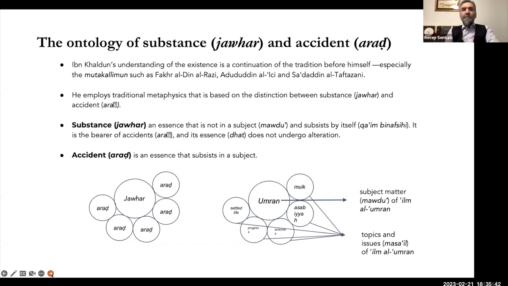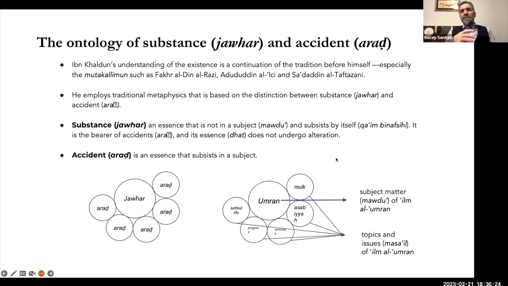to exist. But accident is an essence that subsists in a subject. So it cannot exist by itself. It exists with a subject. It is attached to Jawhar. Without the Jawhar, it cannot survive. So, this diagram shows there is Jawhar and there is Arad attached to Jawhar. So Jawhar can exist by itself. Arad cannot exist by itself. They need Jawhar.